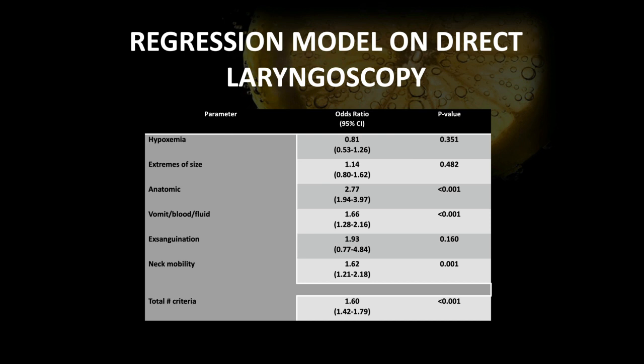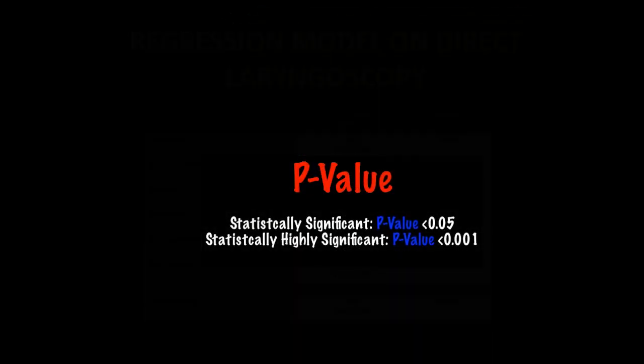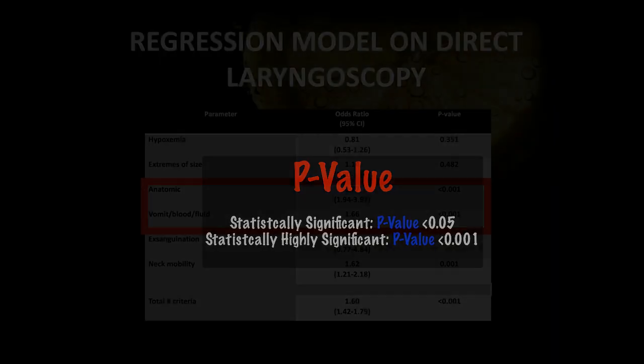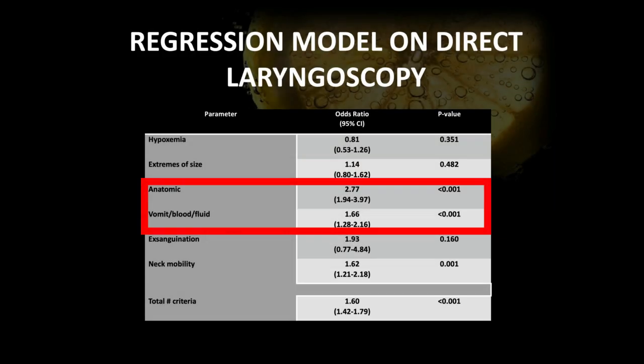And most authors basically look at the p-value from a statistical strength. And anything statistically significant is going to be a p-value less than 0.05. But when you get into a statistically highly significant p-value, that is going to be less than 0.001. And so that's where I want to lead us to, is look at what we have.